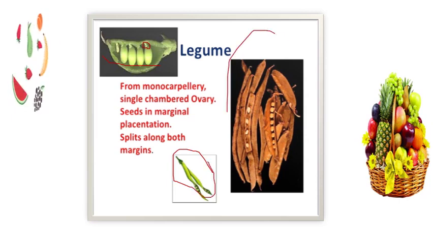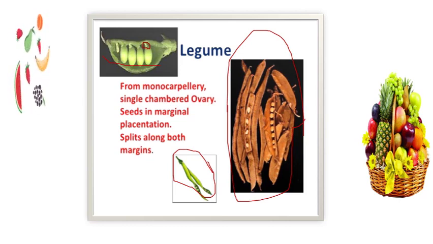Here we have a legume. These are the marginals, and these seeds develop basically from a single carpel. This developed from a single carpel, this developed from a single carpel. So these are all legumes. This is the example of legume.